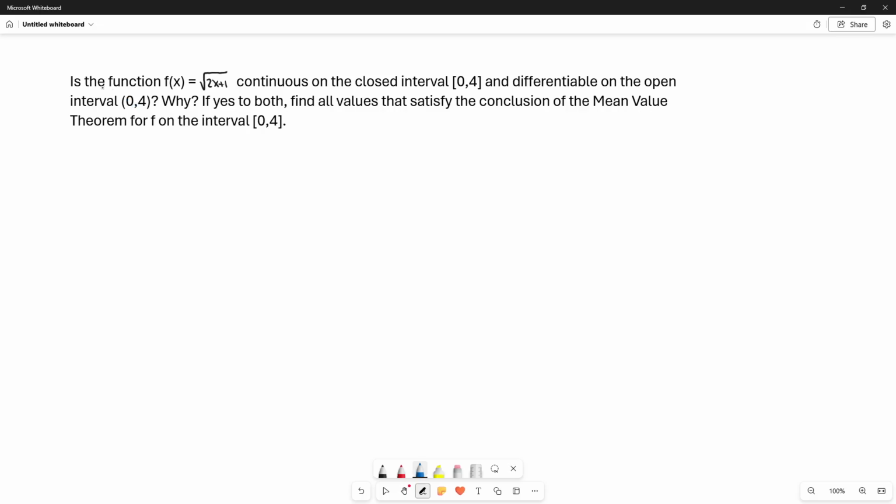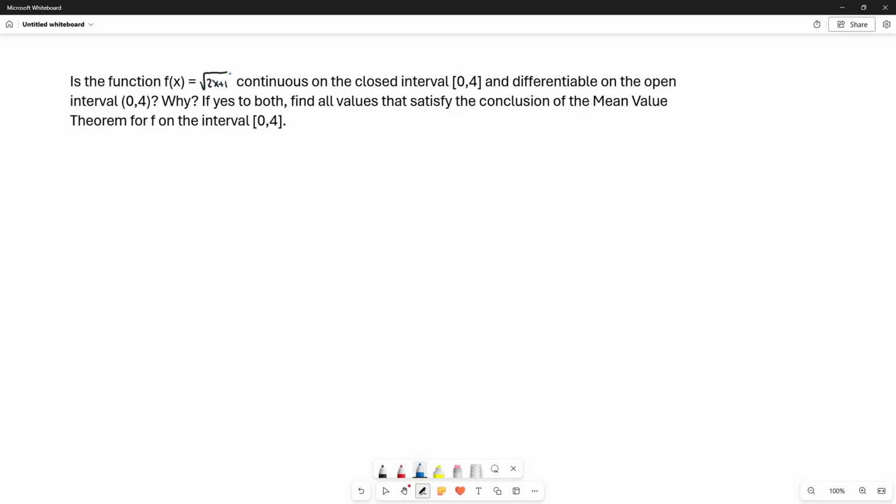So the first question here is essentially, does the function f of x equals the square root of the quantity 2x plus 1 satisfy the hypotheses of the mean value theorem? Is it continuous on the closed interval 0 to 4? And is it differentiable on the corresponding open interval from 0 to 4? And then we maybe want a little bit of explanation. So the continuity.